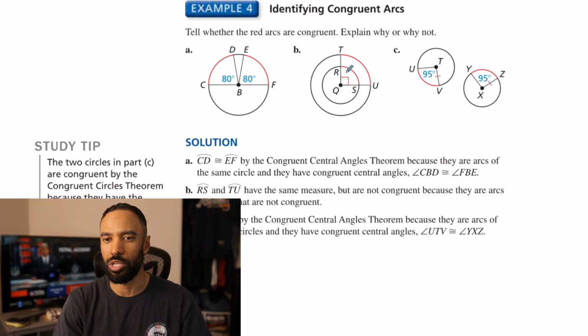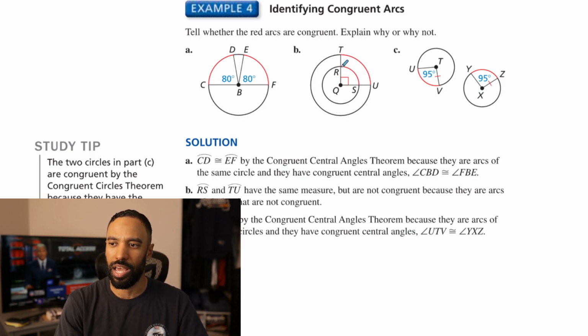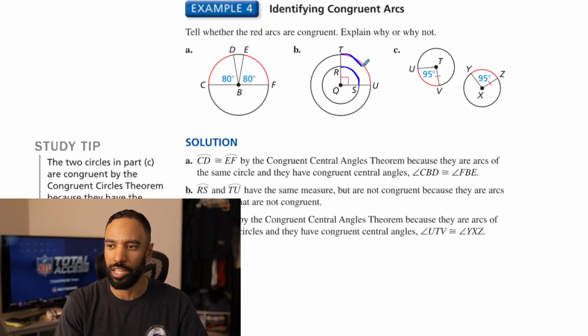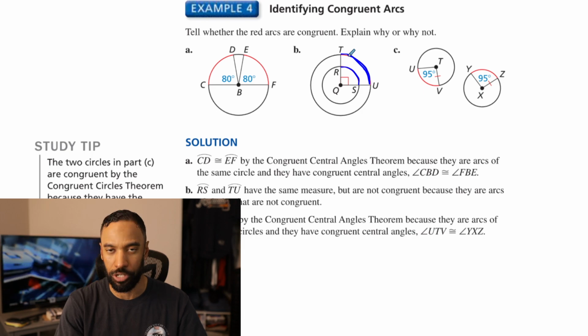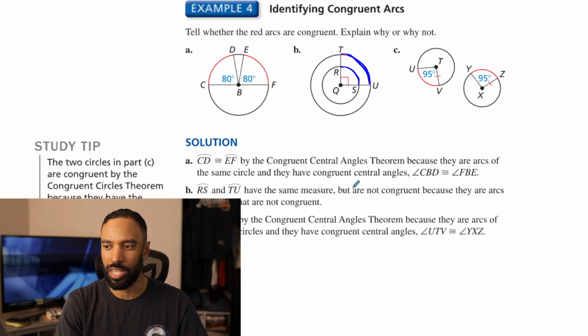The next one right here. Oh, okay, because the circles can be different sizes. I got it. So I have concentric circles right here. Circle Q. I guess they're both parts of circle Q. Same center. But here's an arc RS and here's an arc TU. Remember, it's not length, it's measure. They're both 90-degree arc measures. So they have the same measure.